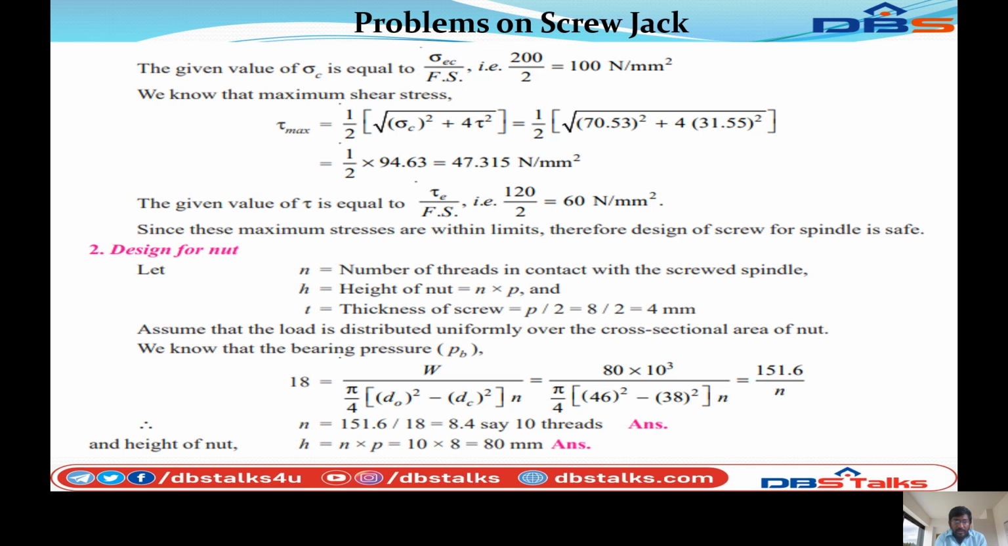Finally we can calculate 18 equal to 151.6 by n. Therefore n is equal to 151.6 divided by 18, that is equal to 8.4. So this will be rounded to 10 threads.